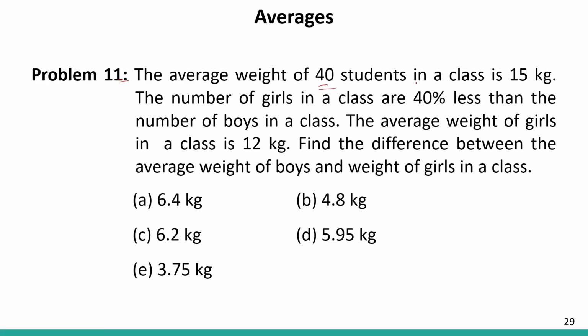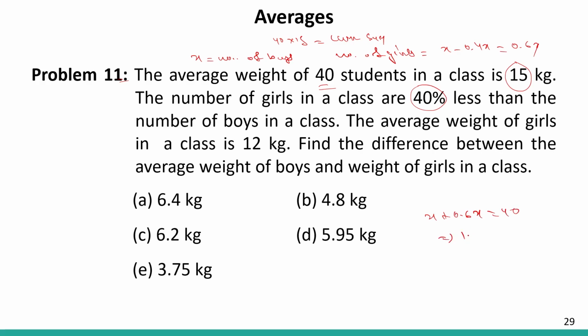So the average weight of 40 students in a class is 15. So their cumulative sum will be 40 into 15. Okay. So it is given that the number of girls in the class is 40% less than the number of boys in the class. So let the number of boys be equal to x. Then the number of girls is equal to x minus 0.4x, that is equal to 0.6x. So given that x plus 0.6x is equal to 40.